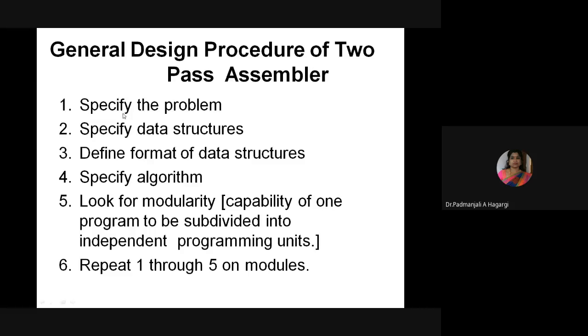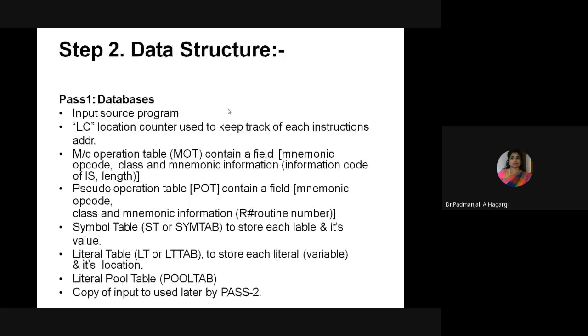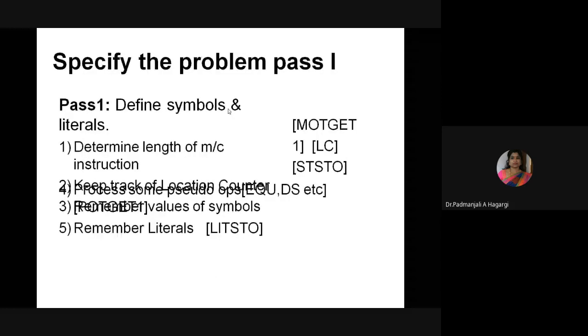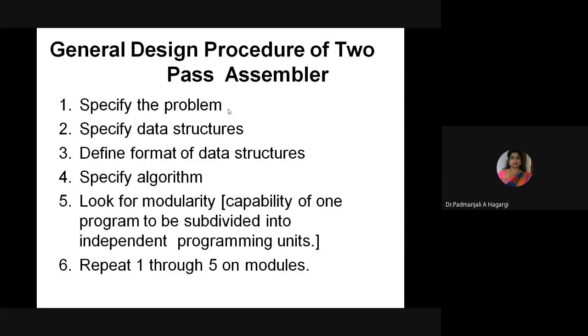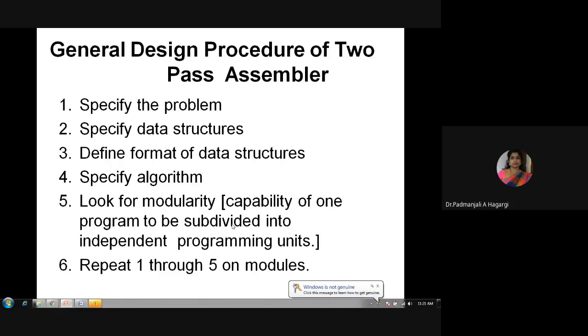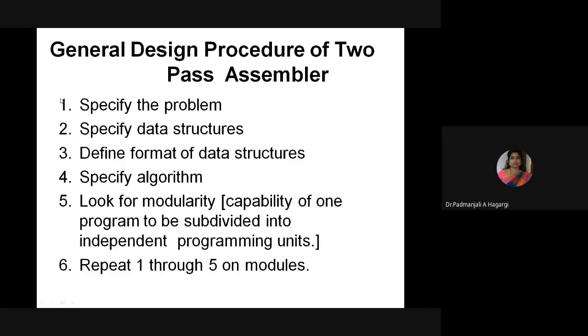Once again, I'll repeat: specify the problem, like forward reference, and specify all the data structures like the symbol table, instruction table, and also the forward reference table. We need to specify and define the format of those data structures, specify the algorithm, and look for modularity, in the sense that the program is subdivided into sub functions, the capability of one program to be subdivided into independent programming units. Repeat 1 through 5 on the modules. So these are the general instructions for what we need to do in the two-pass assembler.